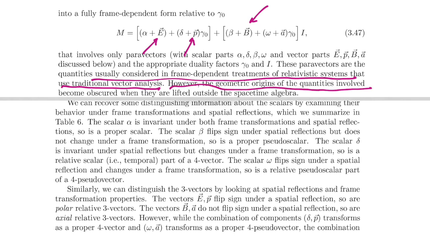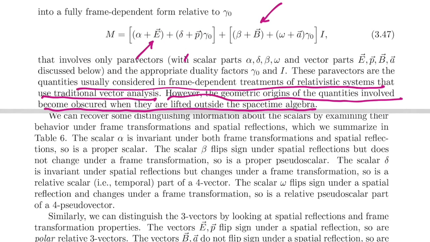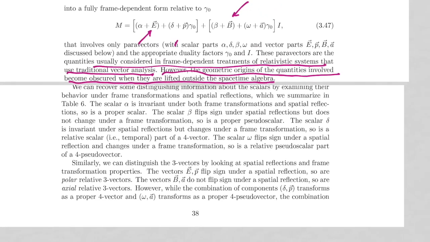However, the geometric origins of these quantities become obscured when they are lifted outside the space-time algebra. And that's true. We don't think of three momentum as a geometric quantity. But inside the geometric algebra, we say, oh, that's a bivector. This looks like a little vector in here, but remember, it's a bivector. E is a bivector. This is the time-like part of a paravector, which means it's the time-like part of a four-vector. Things like that.